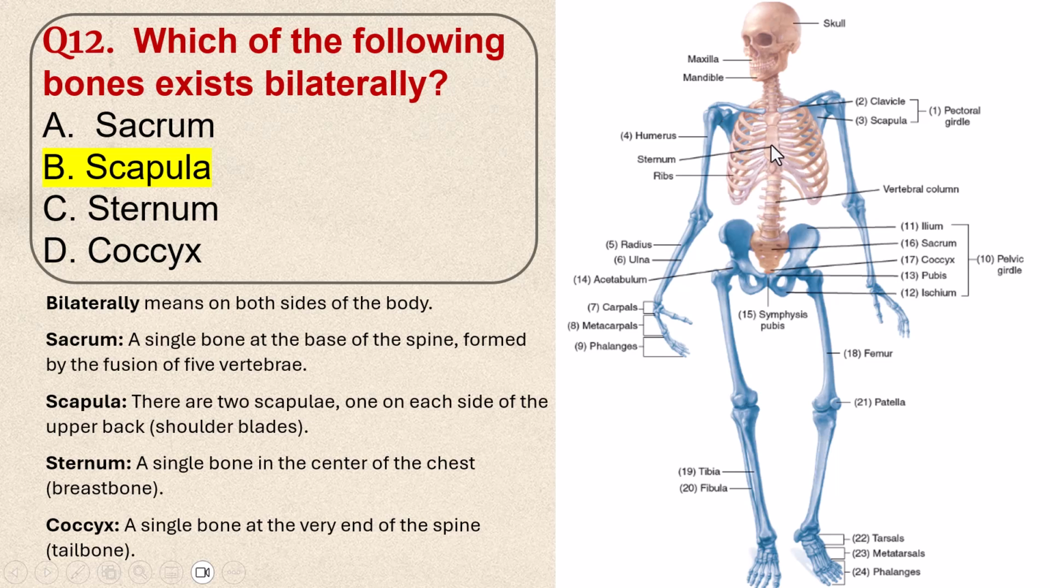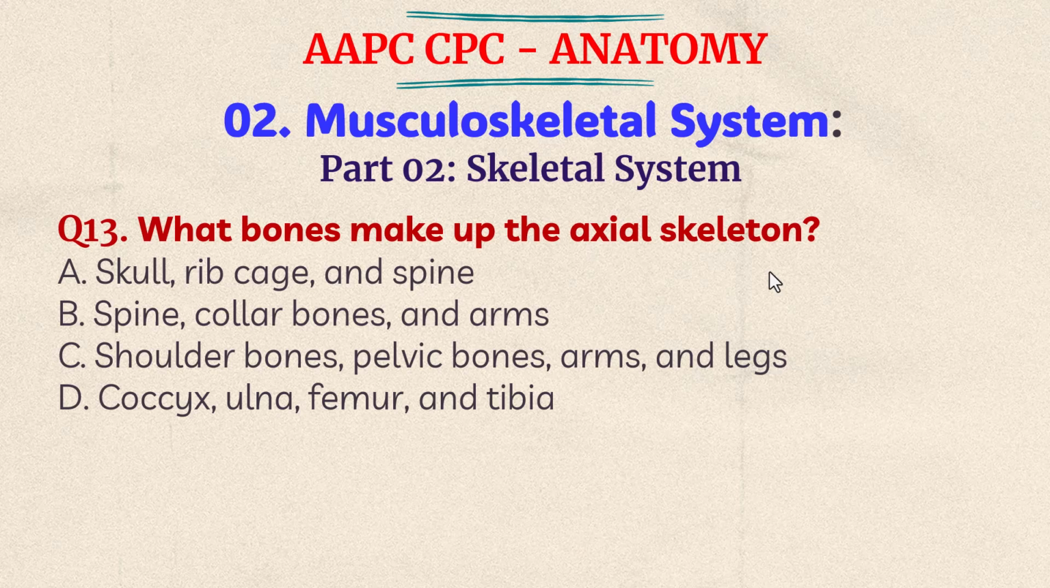Sternum you can see here. It's a single bone in the center of the chest. It is also named the breastbone. Coccyx you can see here. A single bone at the very end of the spine. It is called the tailbone.